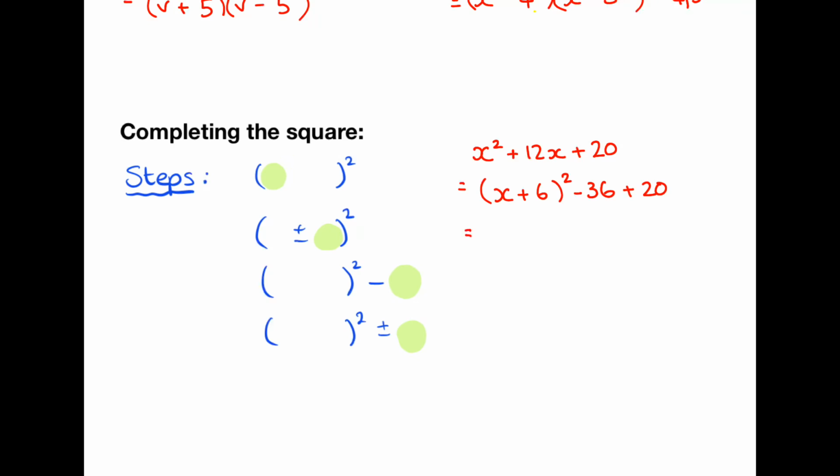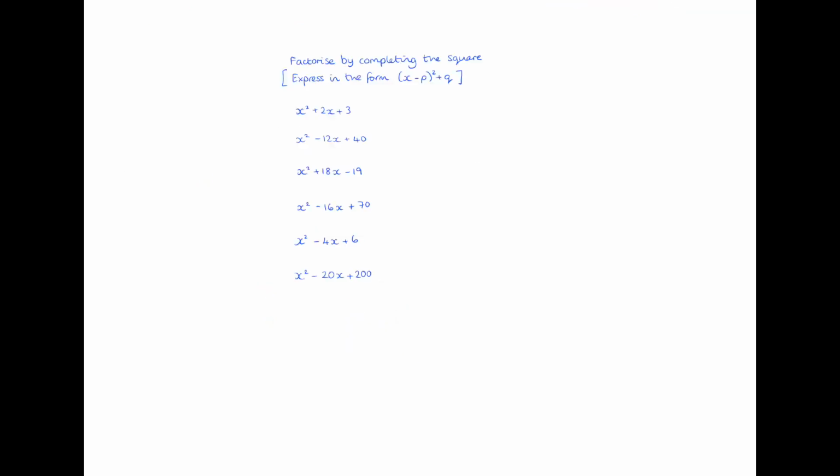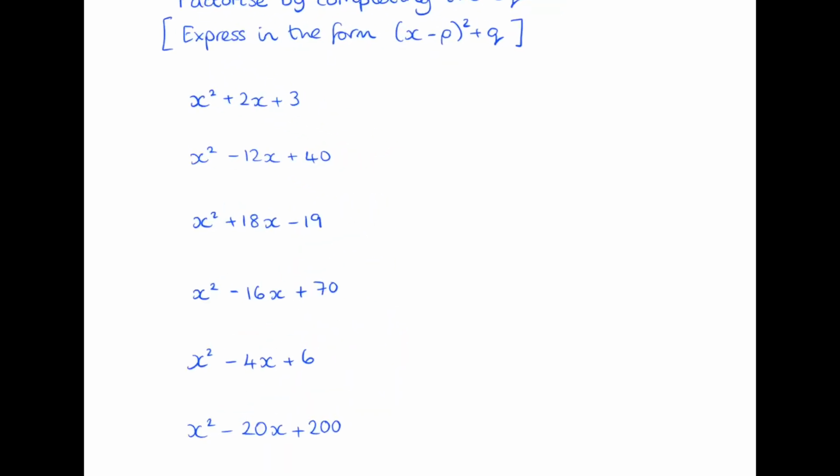Then all we do is simplify. So this is the last bit here that I've tried to explain: you work out this number on the end. Okay, so what we've got is x plus 6 squared, and we've got minus 36 plus 20, so that's minus 16. Okay, so there are steps. You find out what goes there, what goes there, what goes after the bracket, and then you simplify your numbers. Okay, it's pretty straightforward, and the more you do of it, the easier it will become to you.